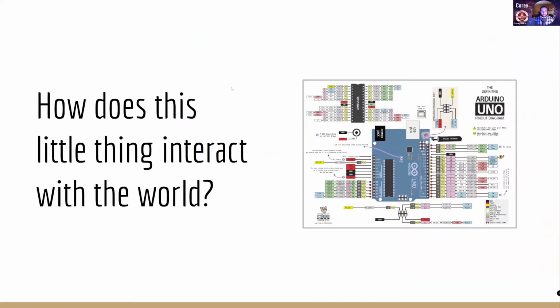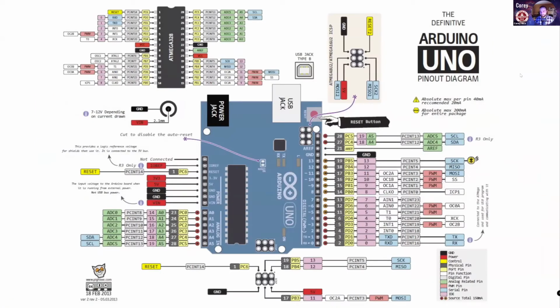But let's see. How does the Arduino itself interact with the world? And that's a really good question. One that this diagram, which is pretty wild to look at, and do not try and make sense of it all right now. I haven't made sense of all of this at this point, and I've been playing with Arduino for years, since 2012, maybe, something like that. And so these are just all of the different things that the pin can do.